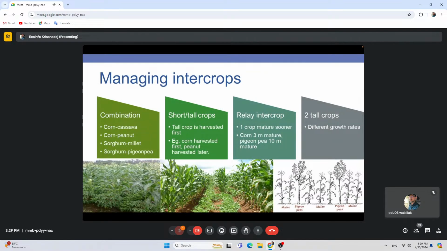Managing intercrops. Okay, the combination. Different countries choose different combinations, but these are examples of combinations like corn and cassava, corn and peanuts, sorghum and millet, and then sorghum and pea. Or you could do short and tall crops, or you could do relay intercrop, or you could do two tall crops, but they have two different growth rates. Okay? There are many ways to do intercropping.